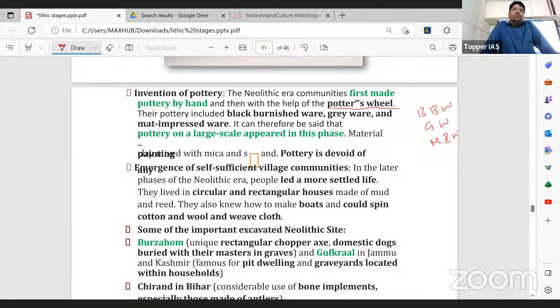Right? So there is no painting on the pottery. So basically pottery is devoid of any painting.